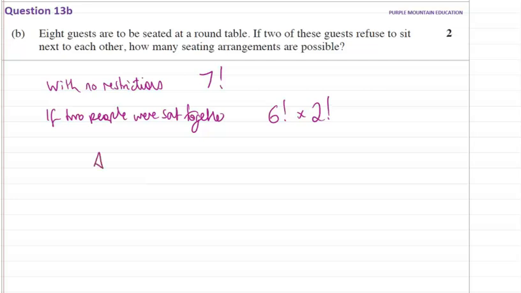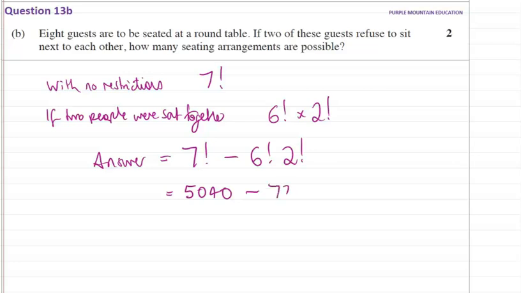And so the answer they're looking for is just the difference between those two cases, 7 factorial less 6 factorial times 2 factorial. Reach for my calculator to get these numbers. The answer is 3,600.